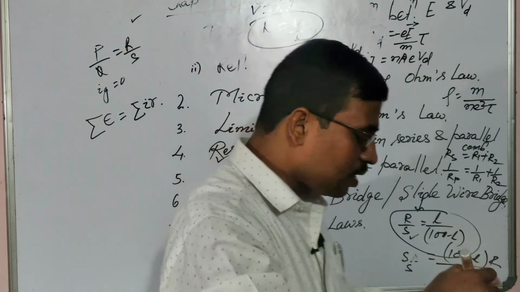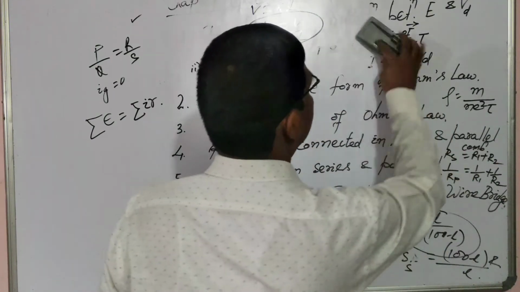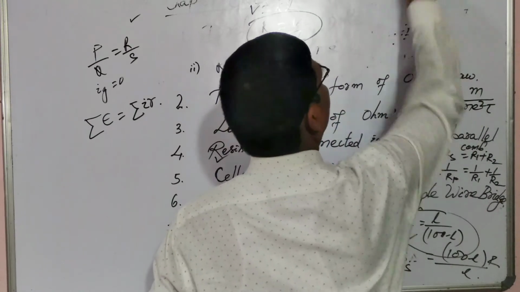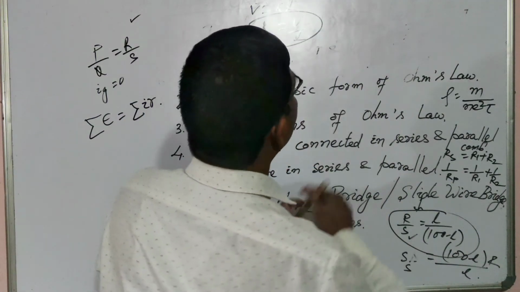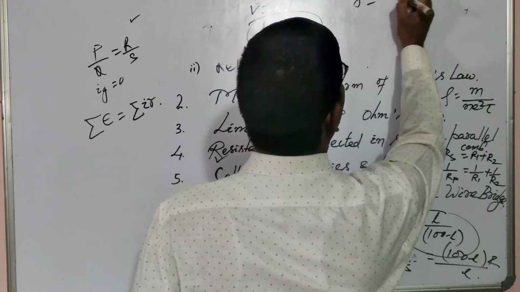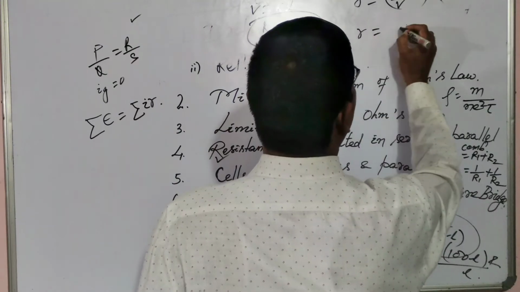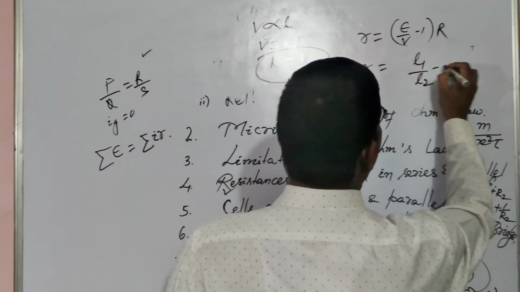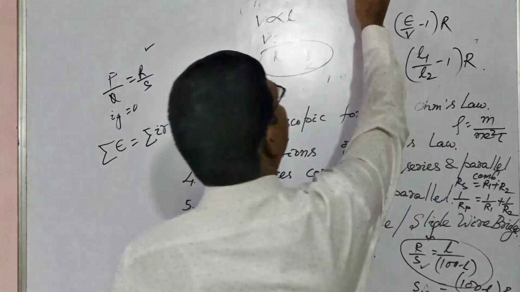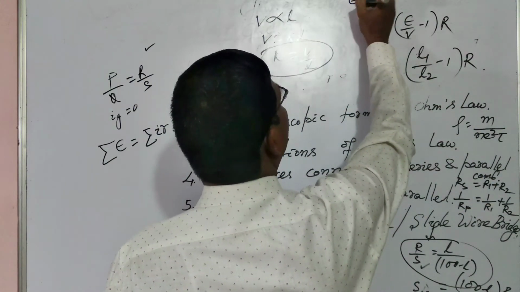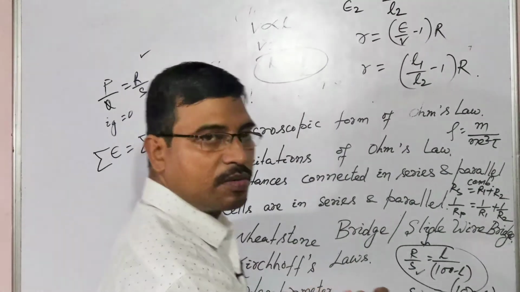Then for the potentiometer, the main important question is calculating the internal resistance. This question comes most often in your examination. How can you calculate this value? r is equal to (E by V minus 1) into R, or r is equal to (L1 by L2 minus 1) into R. Because in comparison of two primary cells, E1 by E2 is equal to L1 by L2. You have to practice this.